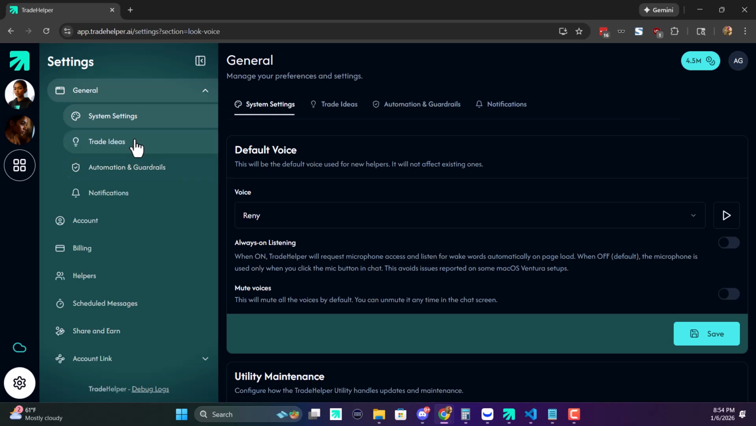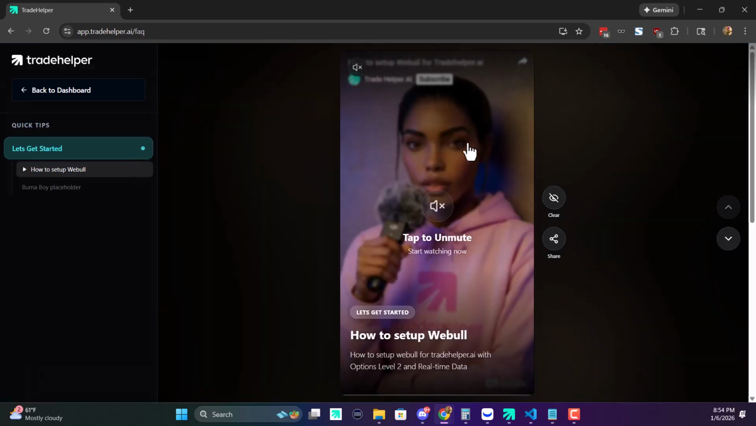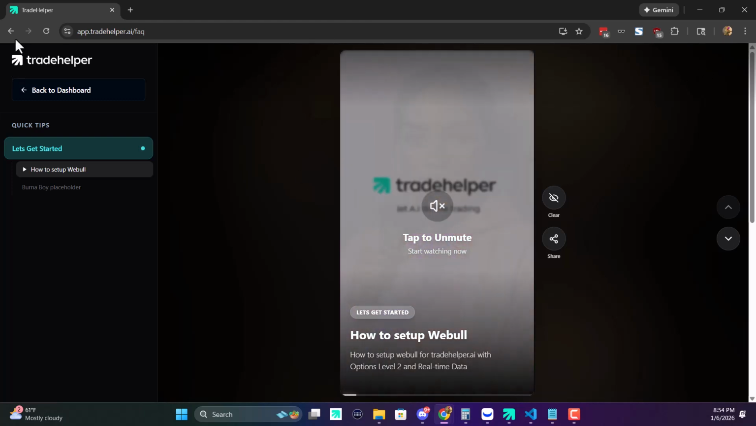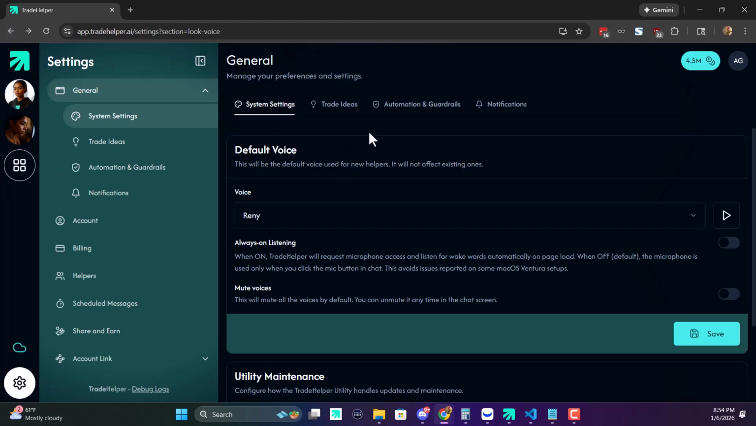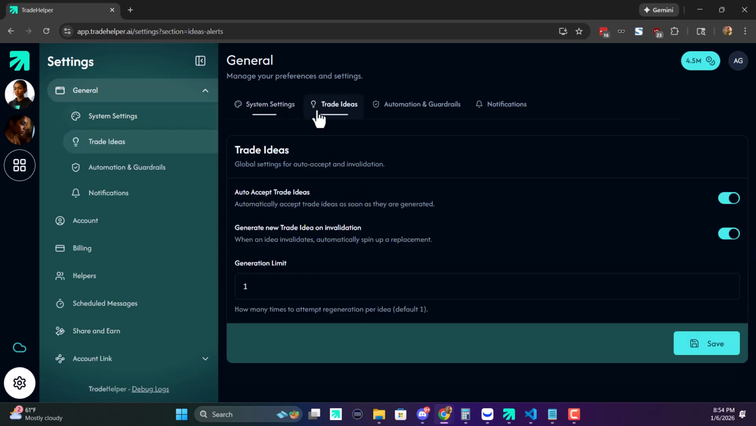Setup, as I've always told people, is extremely easy. When you sign up for Tradehelper for the first time, or you're setting up for the first time, there's already a video in the quick tips area. So if you go to the menu, you go to quick tips, she shows you how to set up your Webull account. And once you set up your Webull account, all you got to do is download the utility and just log in to Webull. Once you're logged in, you just check your settings. All the settings are right here underneath general. In system settings, you want to turn on this auto update utility. I think it's already set for everybody from this point forward. So if you have a new account or something, it's already set, right?